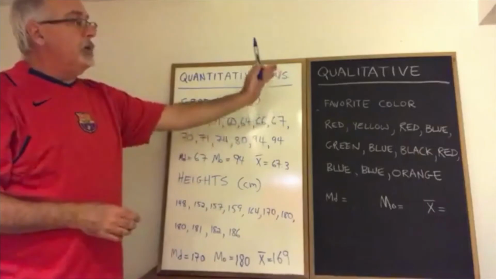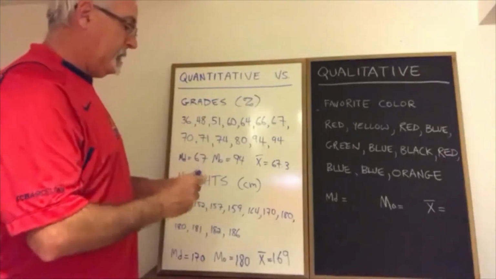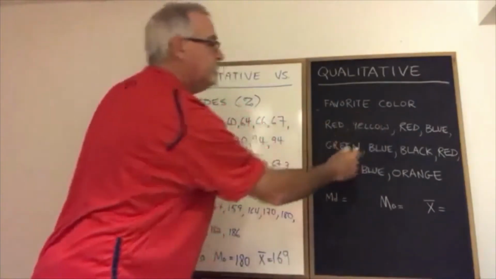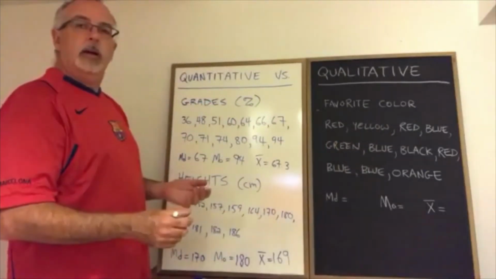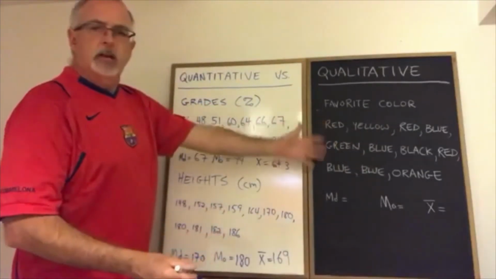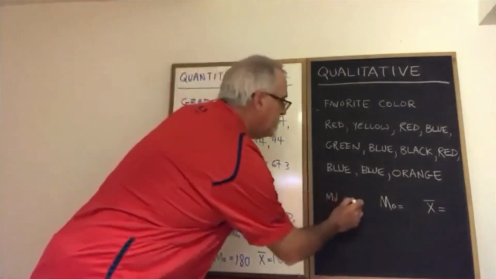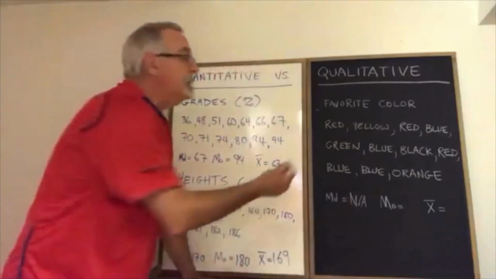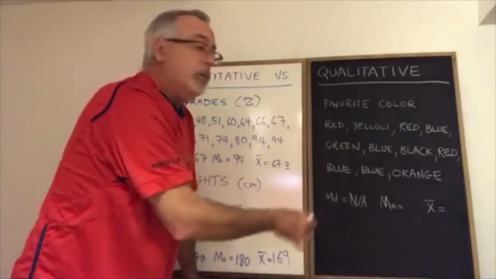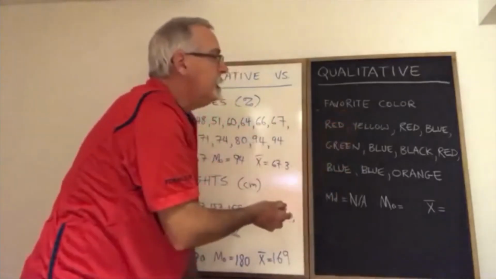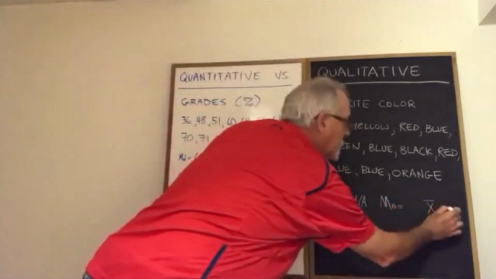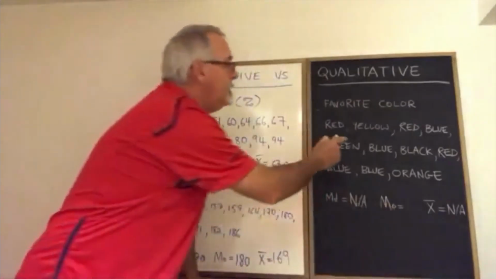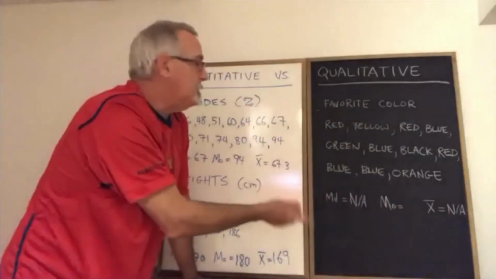But with qualitative data, you can't find all three of these measures of central tendency. The concept of median means nothing because we can't arrange these colors in order from smallest to largest. The idea of small and large doesn't apply to color. So median is not applicable. The mean, the average, also is not applicable because, again, it's not numbers. It's qualitative. We can't find an average when we have data like red, yellow, and blue. So not applicable. But the mode we can find. The favorite color that was chosen by the most people in the survey is blue.